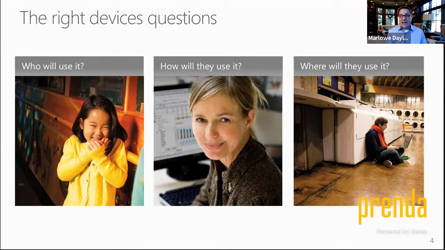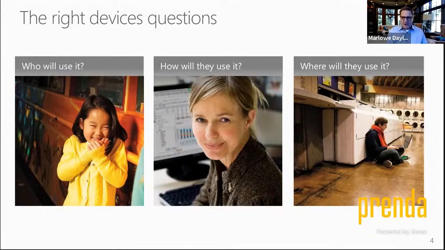But here are the questions that I always ask. I first of all think, who is going to use this computer? What kind of characteristics does it need to have for that person? How are they going to use it? And where might they use it? So as we walk through some of these examples, I want you all out there and all of you in the classroom or participating with me on Zoom to also think about these things. Who is going to be using it? How are they using it? And where will they be using it? Because those answers tell you what you need to put in your computer and what you need to be prepared for. So let's kick it off.